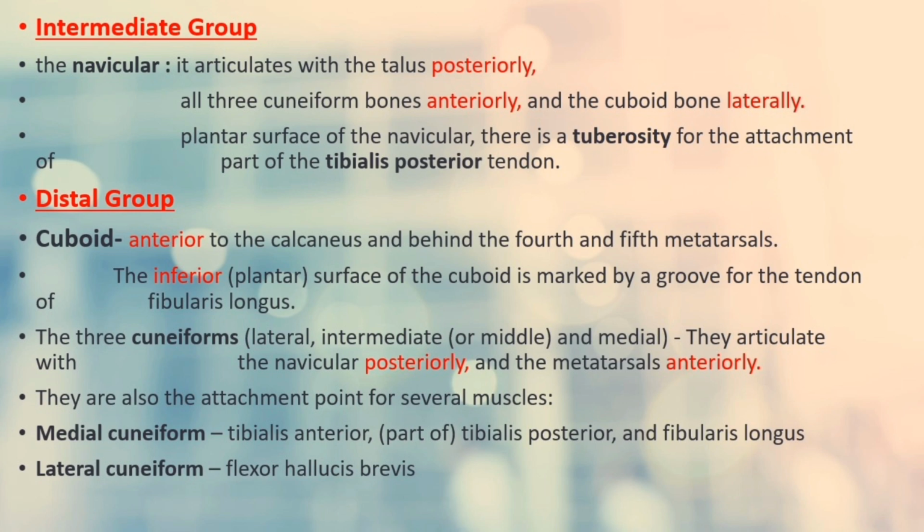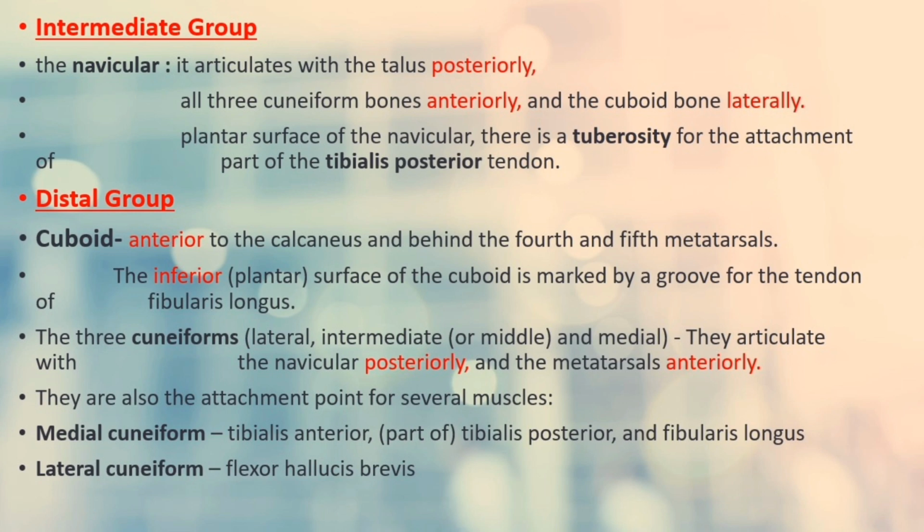Intermediate group. The intermediate row of tarsal bones contains 1 bone, the navicular, given its name because it is shaped like a boat. Positioned medially, it articulates with the talus posteriorly, all 3 cuneiform bones anteriorly, and the cuboid bone laterally. On the plantar surface of the navicular, there is a tuberosity for the attachment of part of the tibialis posterior tendon. Distal group. In the distal row, there are 4 tarsal bones, the cuboid and the 3 cuneiforms. These bones articulate with the metatarsals of the foot.